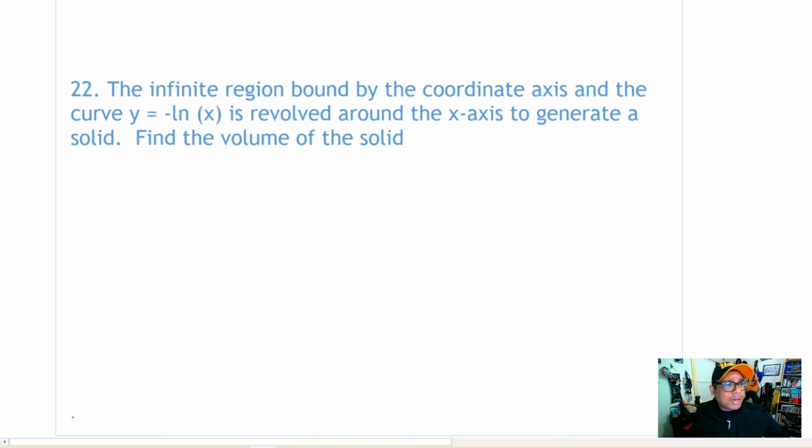Again, an infinite region bound by the coordinate axes and the curve y is equal to negative natural log of x. This time we're going to revolve this around the x-axis to generate a solid. Let's find the volume of that solid. Let's start off by taking a look at what this solid looks like.